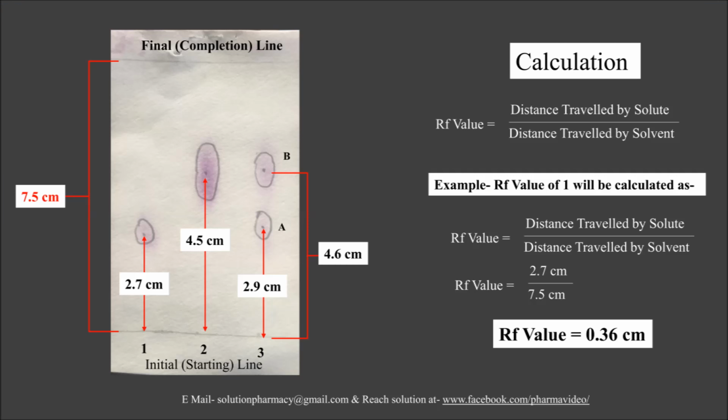Here we have calculated the RF value of spot 1 of standard solution A. Similarly, you can calculate the RF value of spot 2 of standard solution B and the RF values of the two spots A and B obtained after the separation of the mixture sample solution. After calculating the RF value of each spot, identify the amino acids of the mixture by comparing the RF values with those of the standard solutions. Here spot A is the spot of leucine and B is the spot of valine.